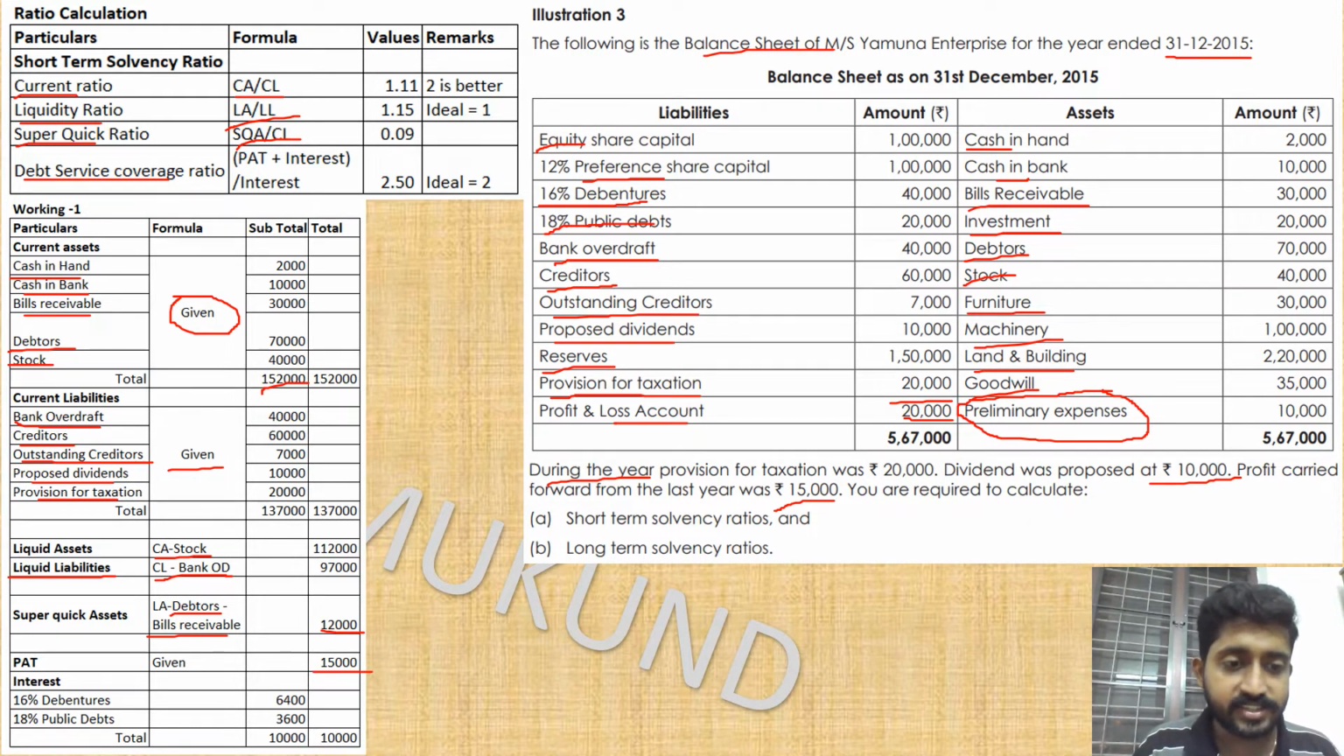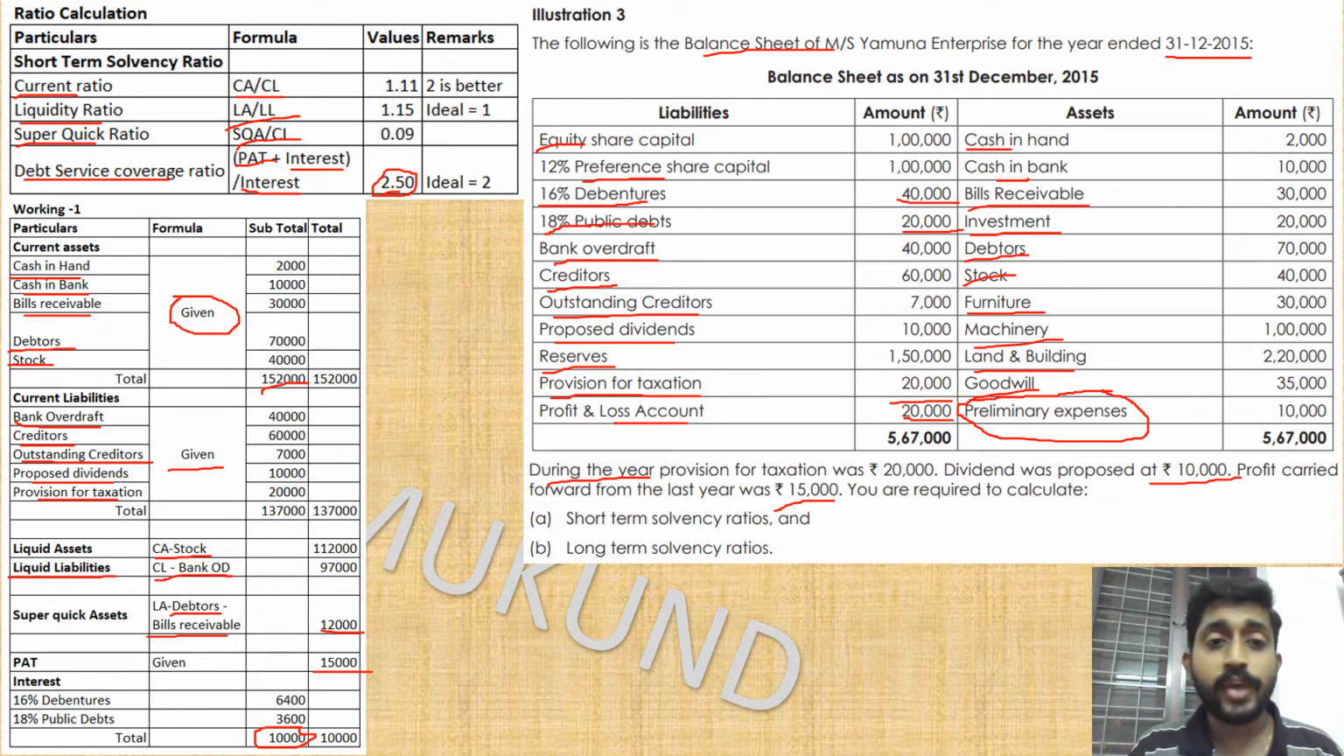15,000. Interest is given. Okay, you have debentures and public debt. So 16% on 40,000 and 18% on 20,000. If you total it, you will get a total of 10,000 as the interest, and profit after tax 15,000 plus interest of 10,000, divided by interest of 10,000. So you are getting a debt service coverage ratio of 2.5.